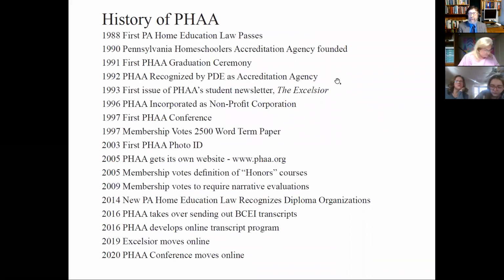And here's a timeline of the PHAA program. It all started in December 1988. At that time, all of the homeschoolers in Pennsylvania had young children. The homeschooling movement was very new, and Pennsylvania was prosecuting more people than any other state. So at that time, we got a homeschool law passed, and our main goal was to end the prosecutions.